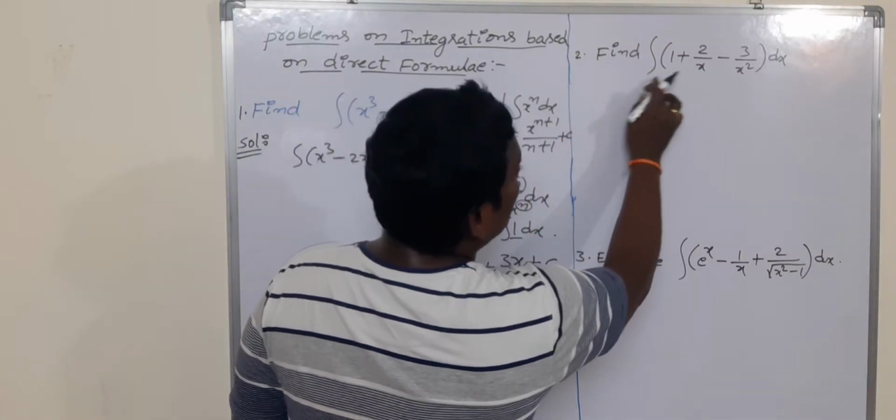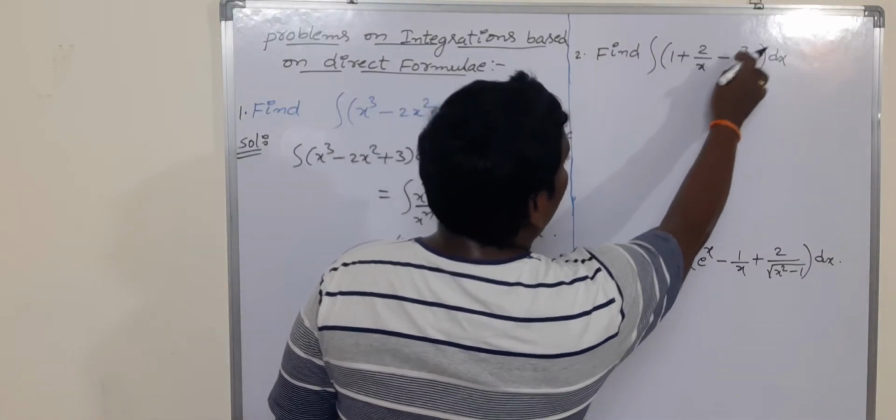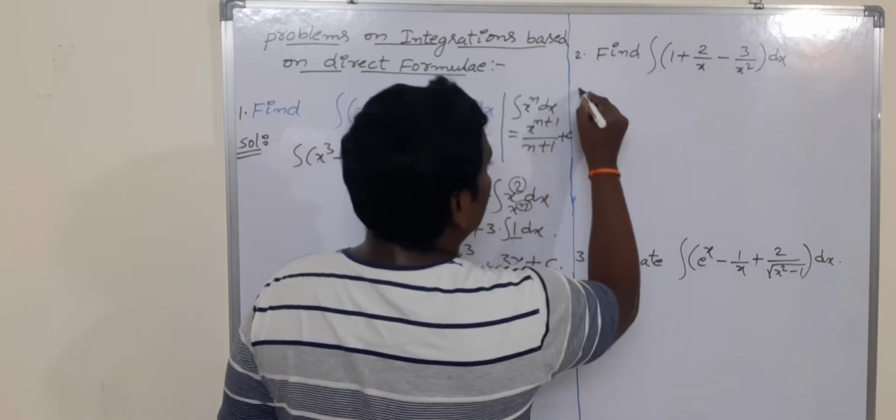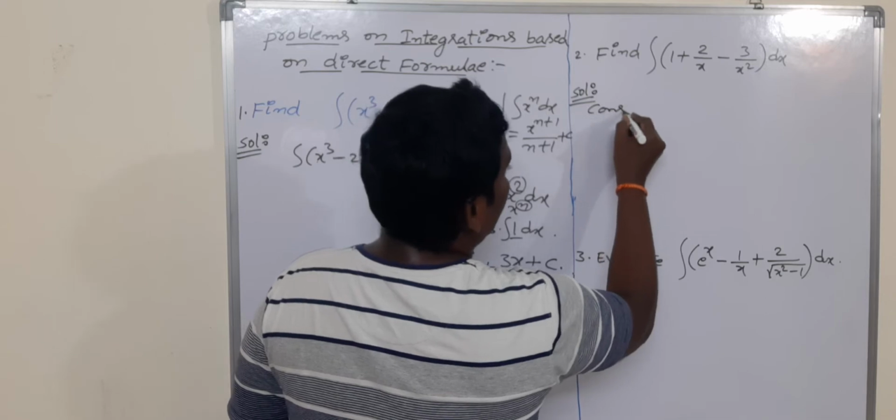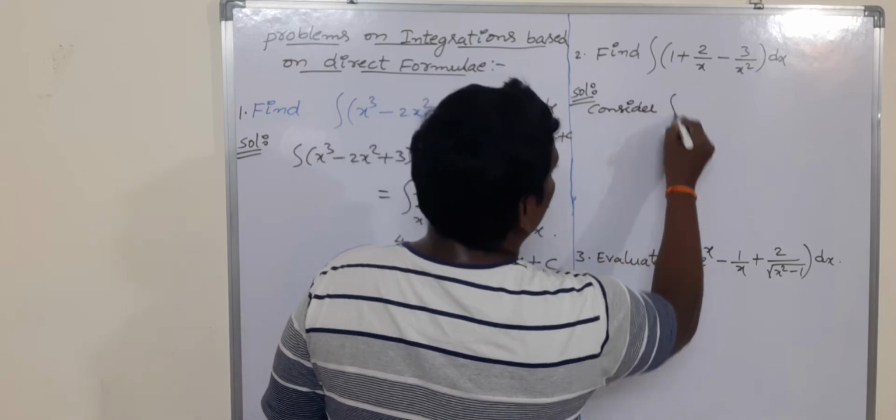Find integral of 1 plus 2 by x minus 3 by x square dx. Solution. In the solution, consider the given problem once.